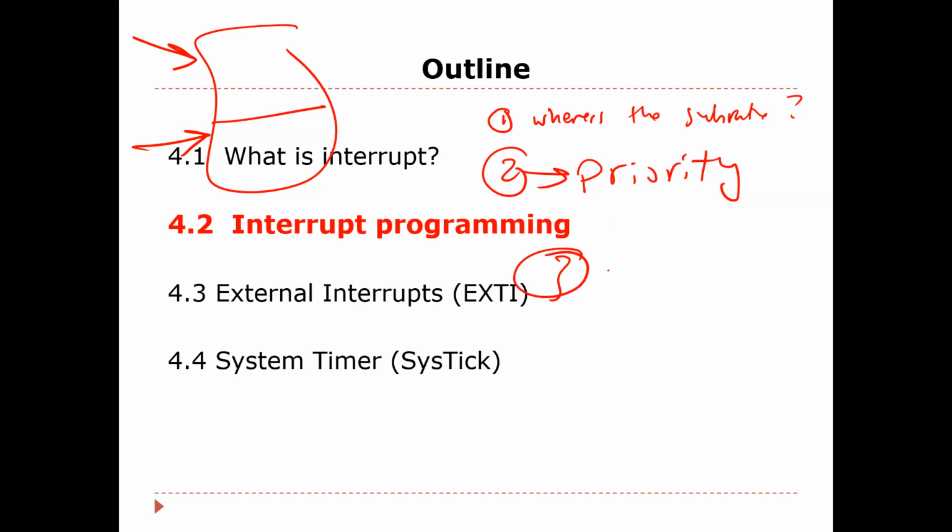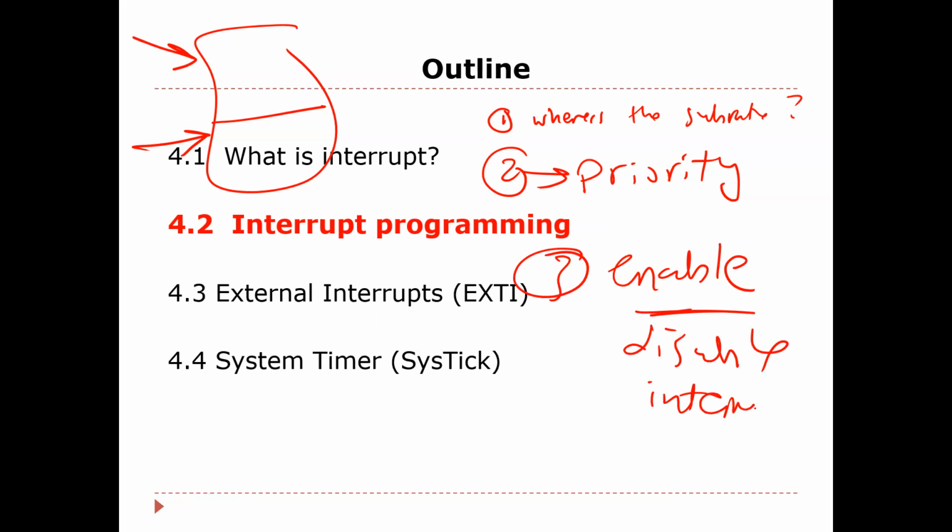Number 3, I should have some capability to enable or disable interrupts. For some reason, I don't want any interrupts from anybody. So I'm going to tell you, please don't ask any question until I finish this part. So I'm going to disable any interrupts from all the sources. As a programmer, I should have some capability to enable or disable interrupts. So this is another thing we have to do.